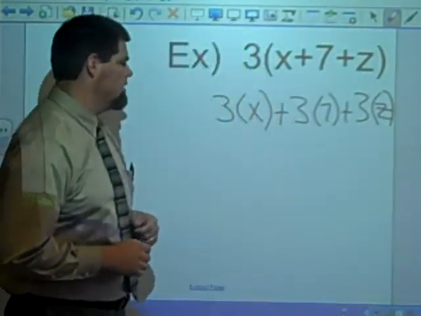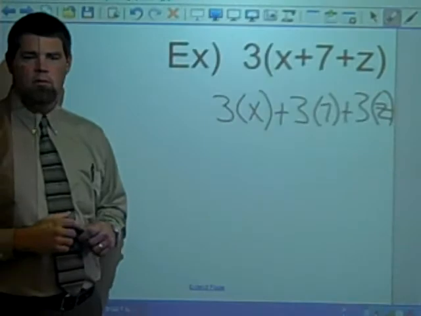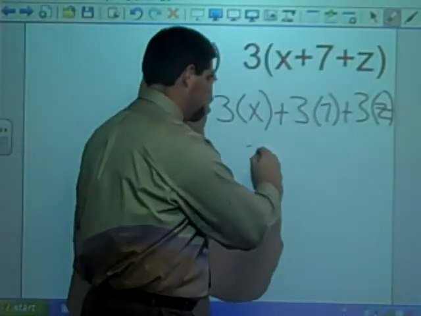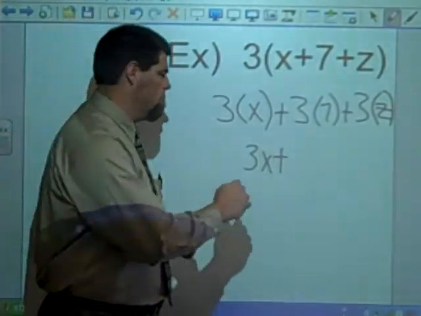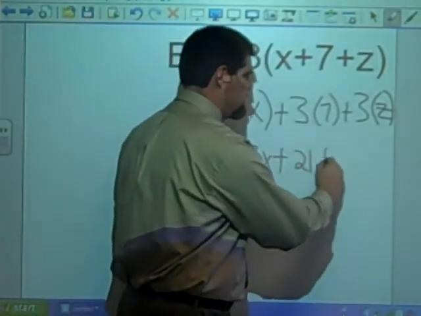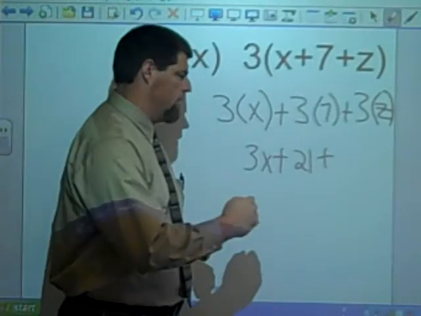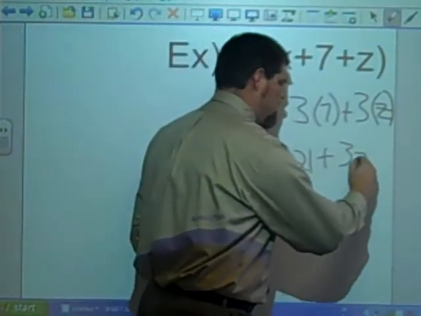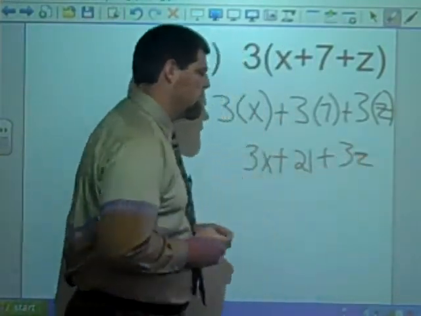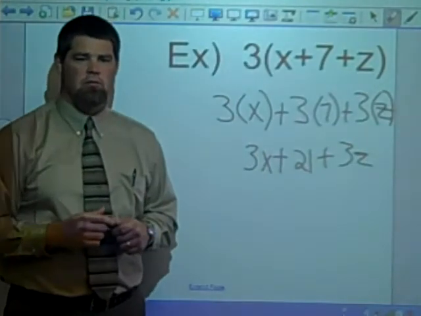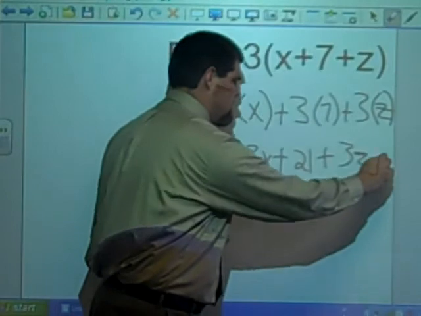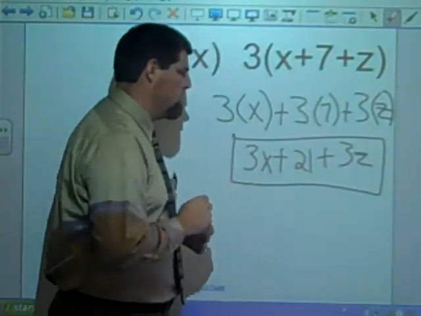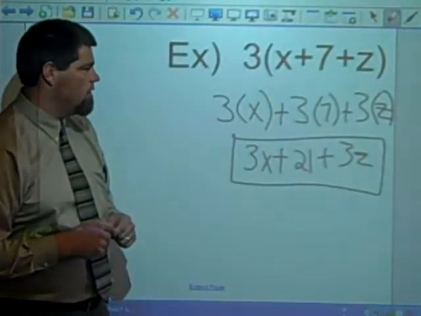Okay. So now let's solve. What's 3 times x? 3x. 3x plus 3 times 7? 21. 21 plus 3 times z? 3z. Now, is there anything on here we can combine? Can we combine any like terms on this? No. We do not have any variables that are the same, so 3x plus 21 plus 3z is our final answer on this problem.